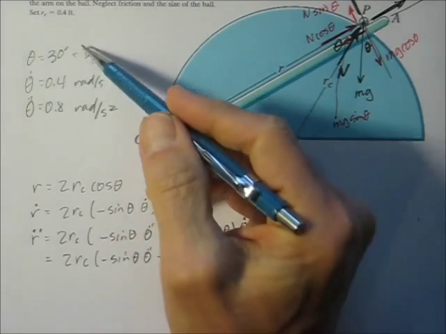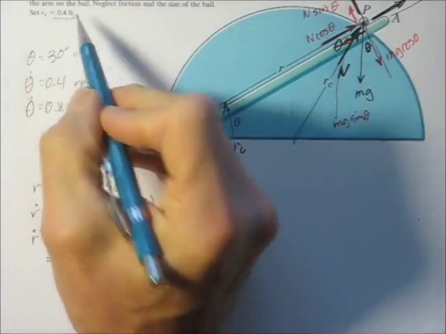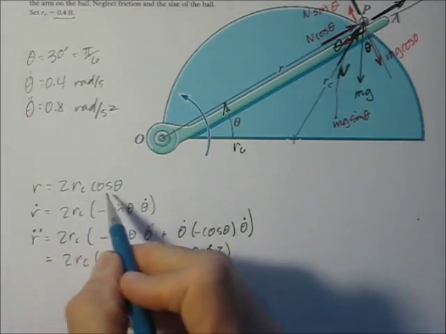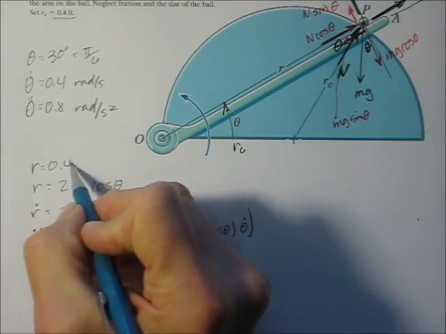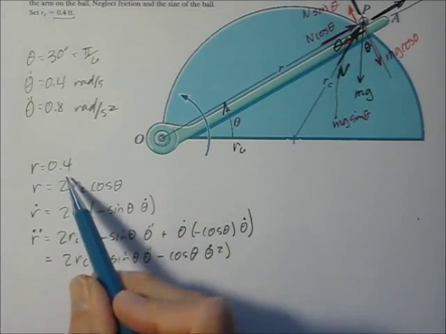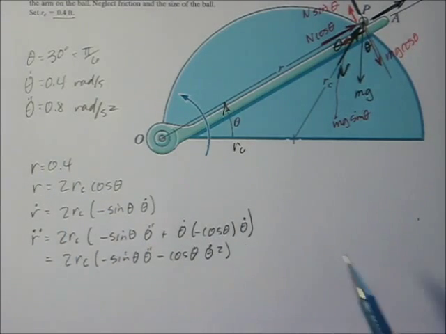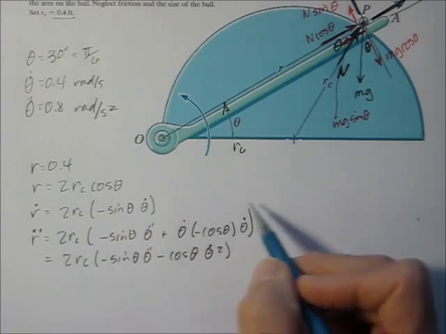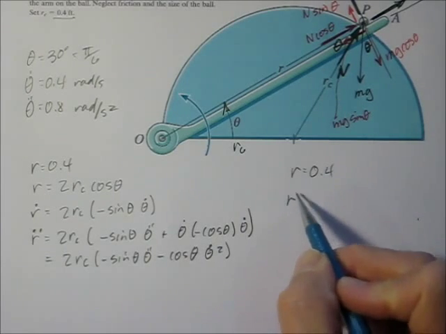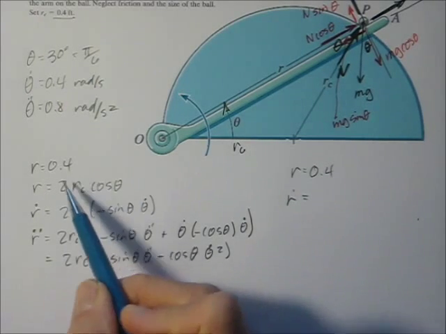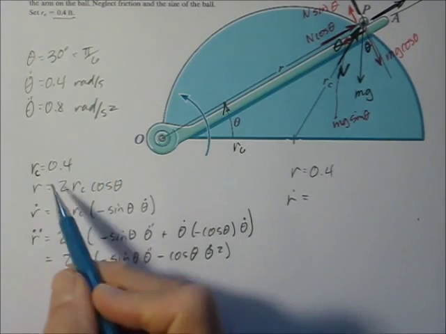Now if I plug all those values in, I also need r is equal to 0.4. It's given there, and I guess I could solve that for all those things, but I can use that value straight out. So let's just say that r is equal to 0.4. That's what we're looking for.